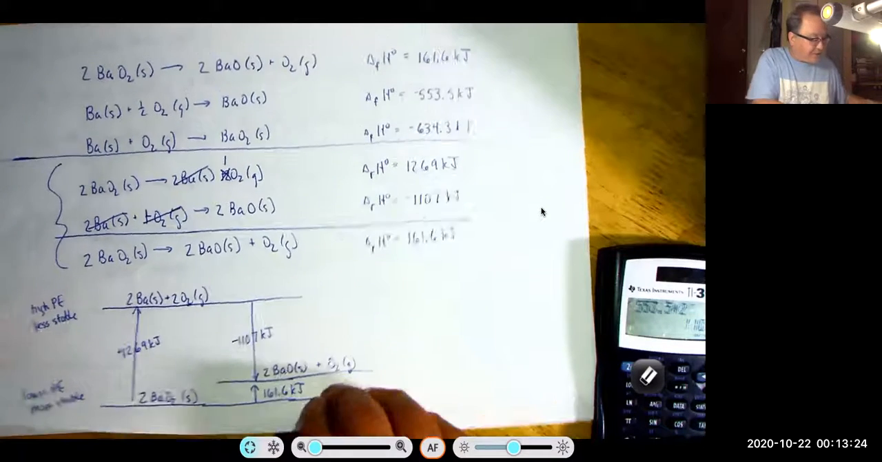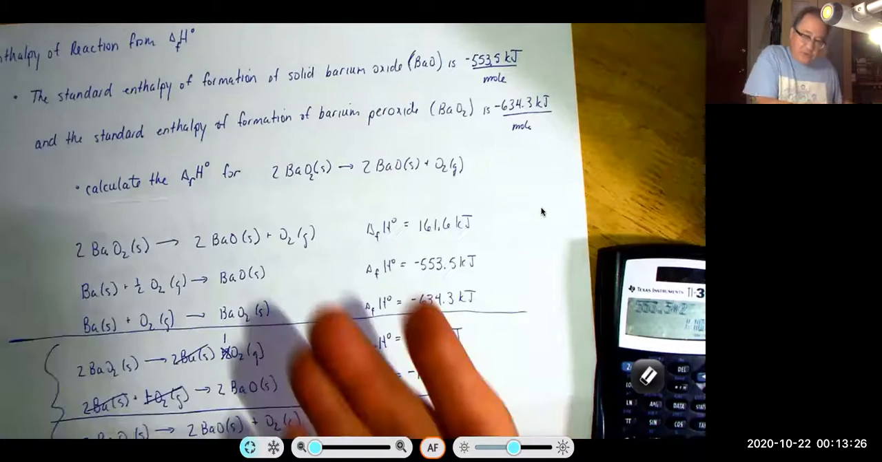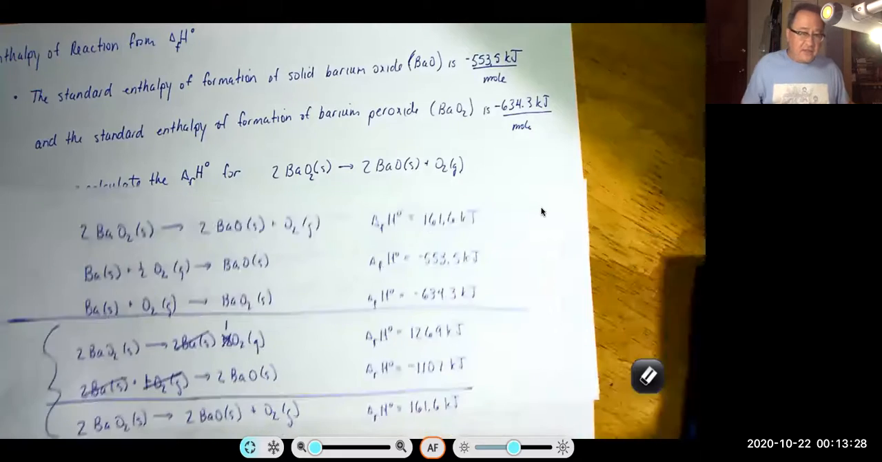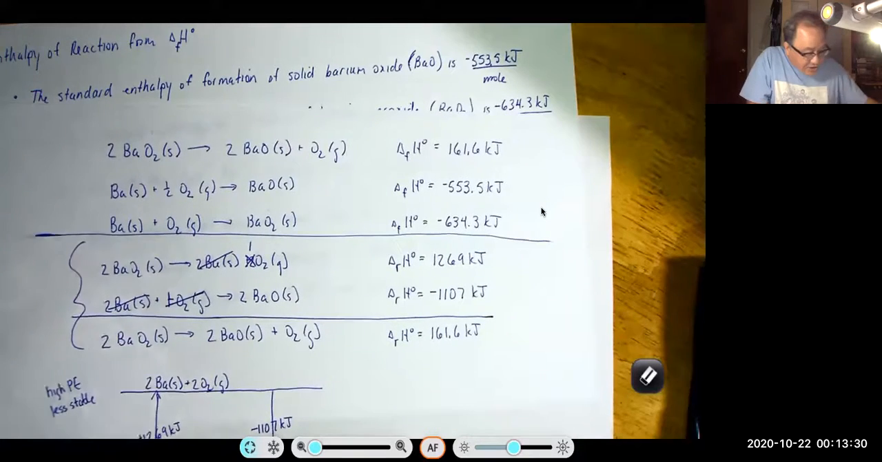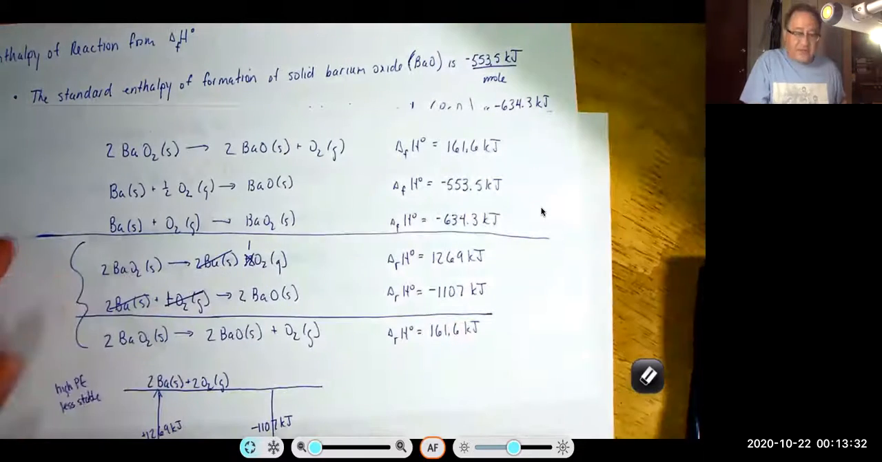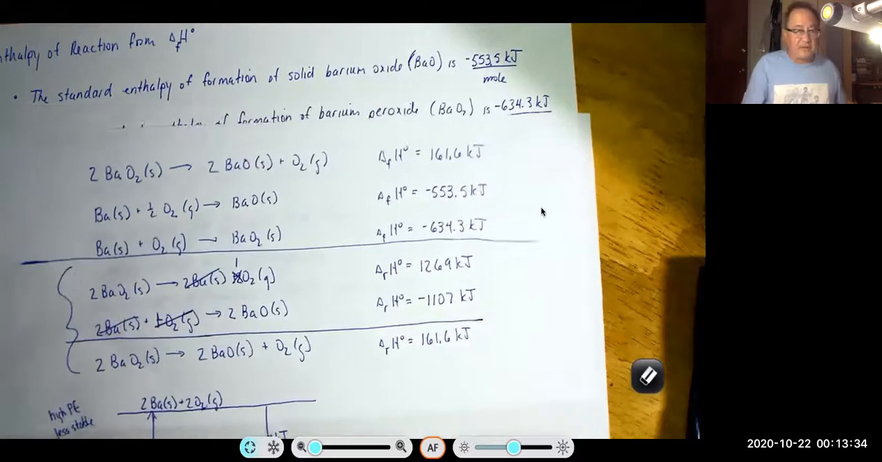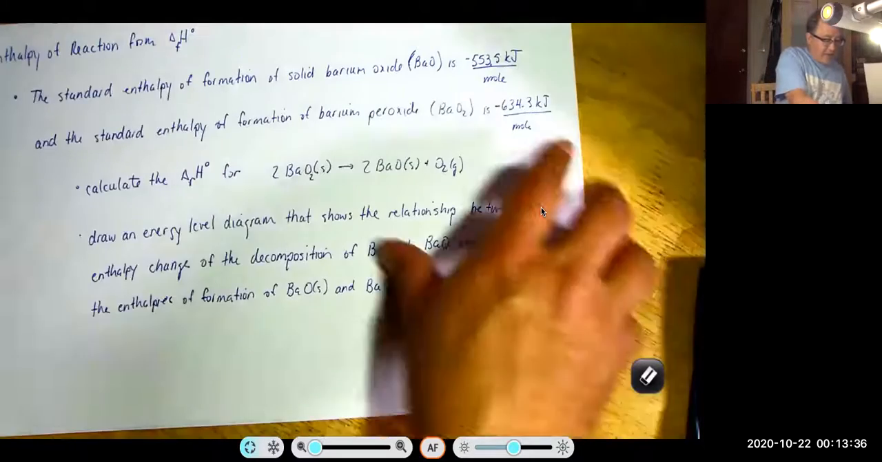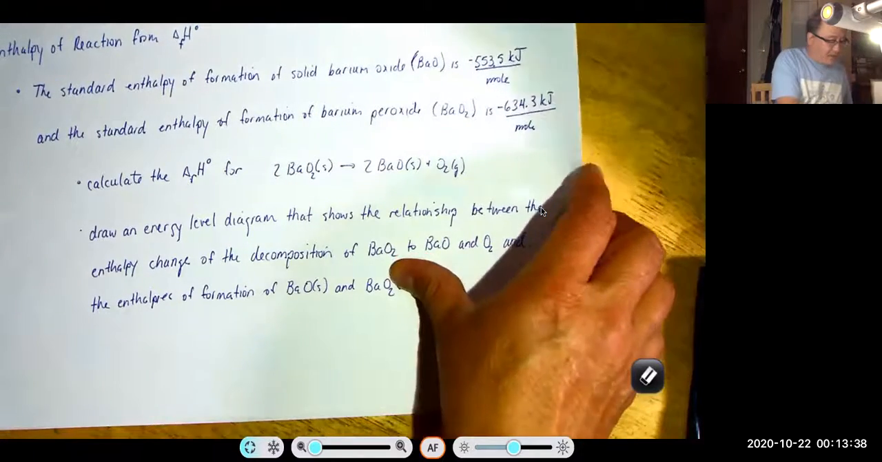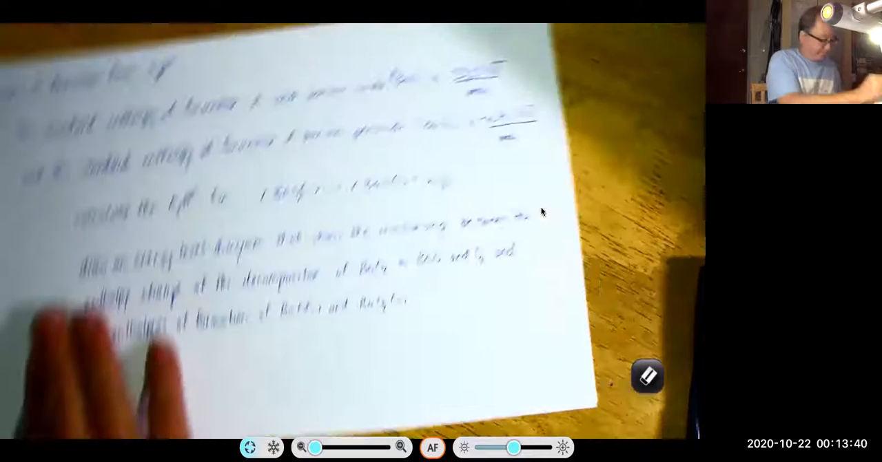So a little bit tricky, but do you see how that if I went to Hess's law and made everything match up and add together, then it was a lot easier to put this into an energy level diagram. So you want to keep that in mind when you're drawing your energy level diagrams on your exam.